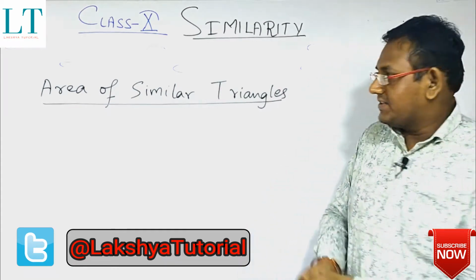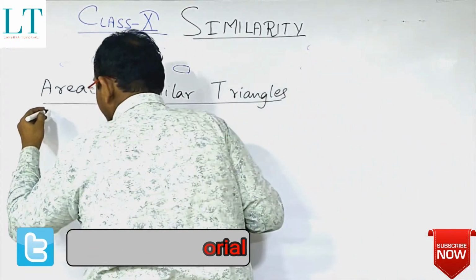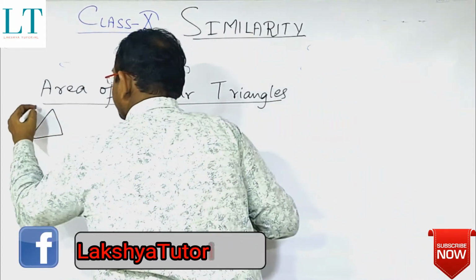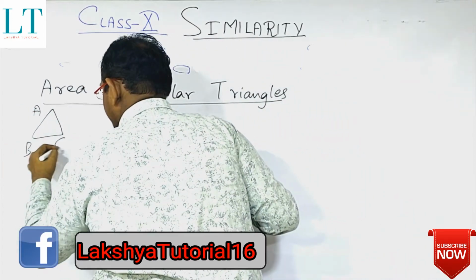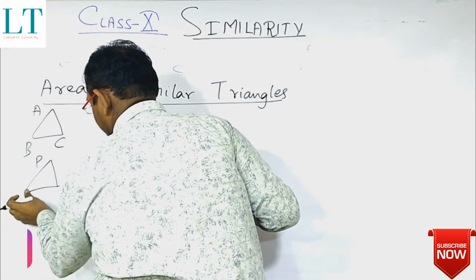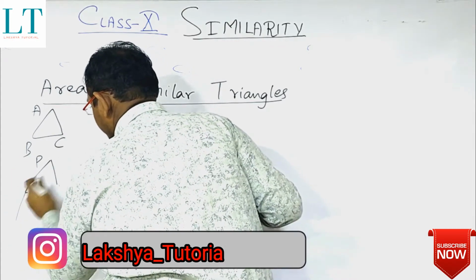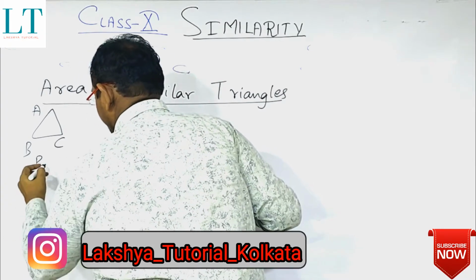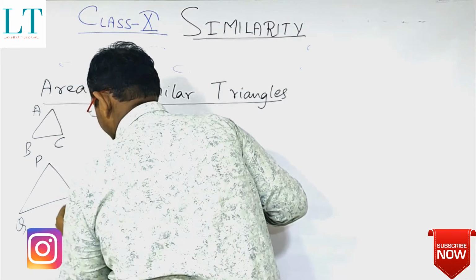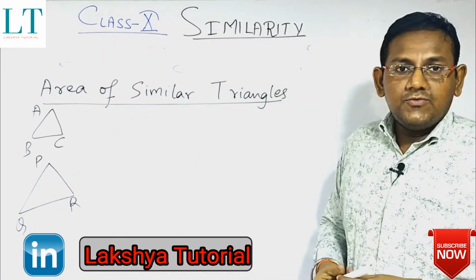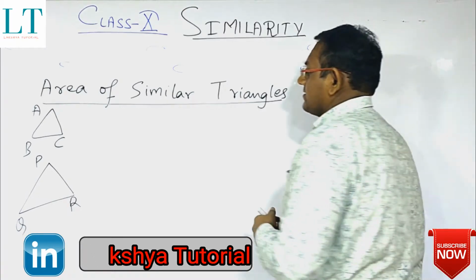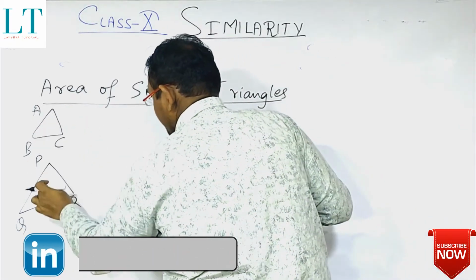But before starting with this one, we need to consider two triangles over here. Let us draw the first triangle over here. I'm writing this triangle as A, B, C, and let us draw another triangle. Let me draw this a little bit bigger over here. This would be PQR.